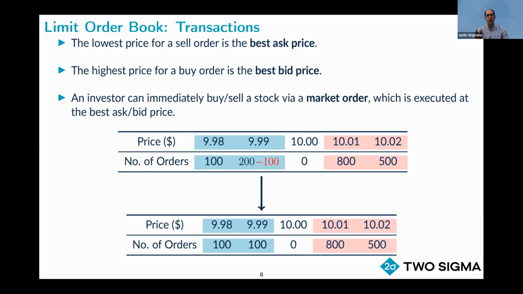In the example here, a market order to sell 100 shares of the stock is submitted. This market order is executed at the best bid price of $9.99, and therefore reduces the number of limit orders at the best bid price from 200 to 100.